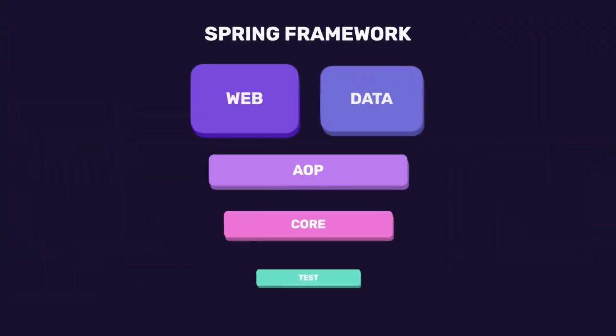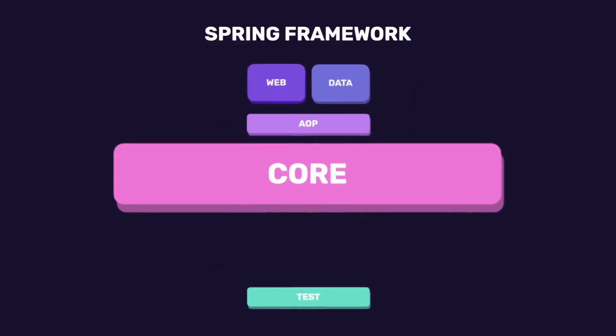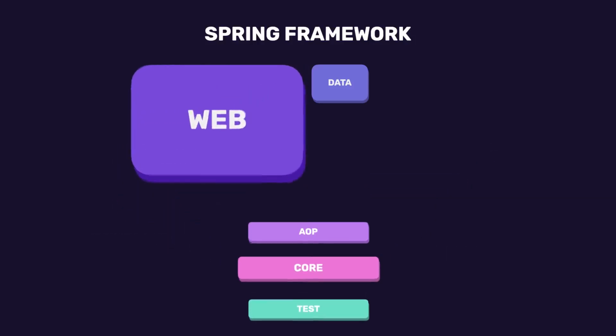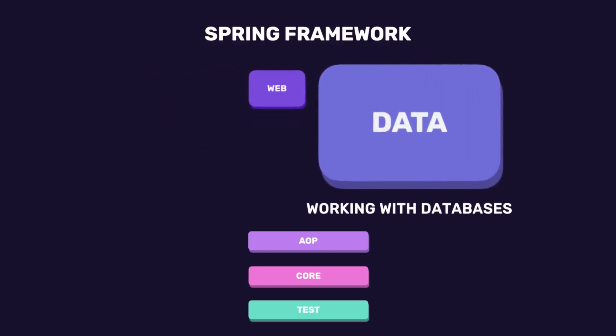It has a lot of modules, each designed to handle a specific task. These modules are broadly categorized into a few different layers. At the core, we have modules for handling dependency injection and managing objects. We'll talk about that in detail in the next section. In the web layer, we have modules for building web applications. With these modules, we can handle web requests, process data, and return responses, whether it's HTML for a web page or JSON for an API. In the data layer, we have modules for working with databases, whether you're using SQL, NoSQL, or even in-memory databases.